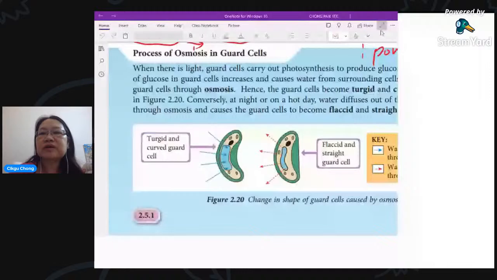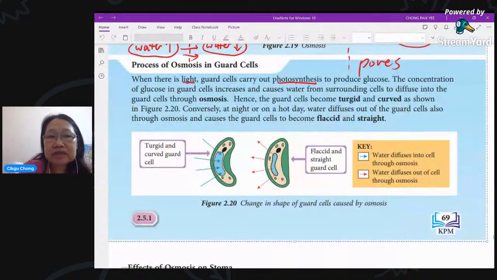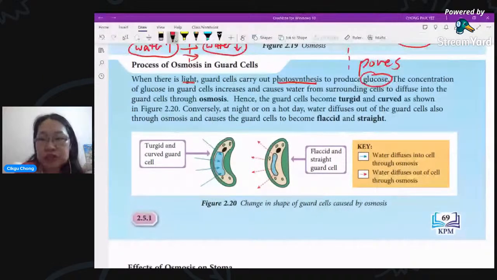Okay, now here. In the daytime, remember I said there will be photosynthesis. So the plant is carrying out photosynthesis to produce glucose. When there's glucose, a lot of sugar is produced, so the sugar will be higher inside the cell. When sugar is more, that means water is less, correct or not? So the glucose inside the cell is higher concentration. And because the sugar is more, that means water is less, right?